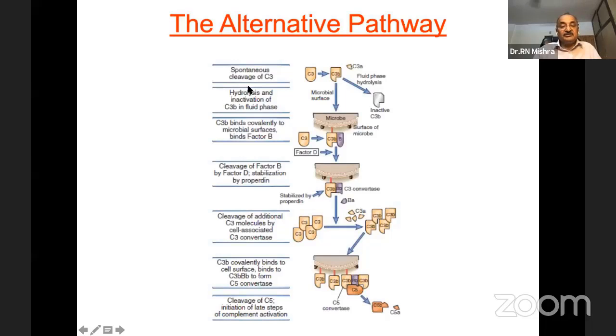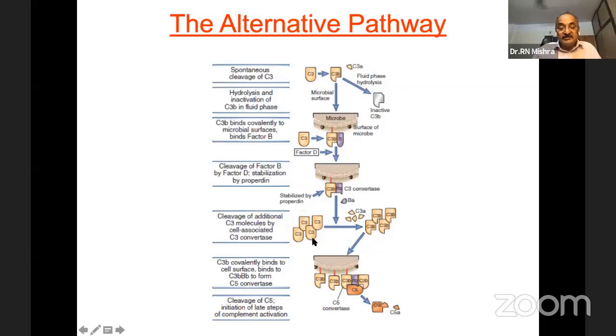So, as I told you, the C3 undergoes spontaneous hydrolysis, and it causes inactivation of C3b in the fluid stage. And this C3b binds to the microbial surface and binds to factor B. And cleavage of factor B by factor D and stabilization by properdin forms the C3b and Bb. Bb, the other B is a small b. That is the C3 convertase.